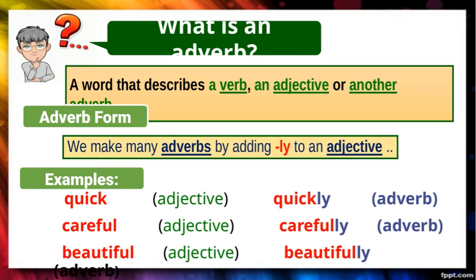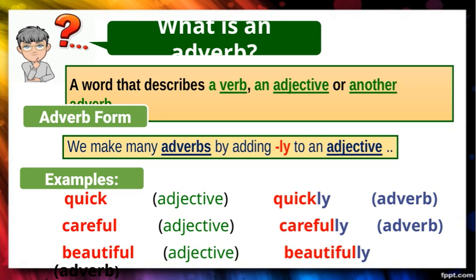Now let's look at how we can form adverbs from adjectives. On this slide, we see 3 examples: quick, careful, and beautiful. First, notice that the adjective quick becomes quickly when we add lie. This turns it into an adverb which describes how something is done. The same pattern applies to careful. Adding lie gives us carefully, which tells us how an action is performed. And for beautiful, when we add lie, it becomes beautifully, describing the way something is done, like singing or decorating.